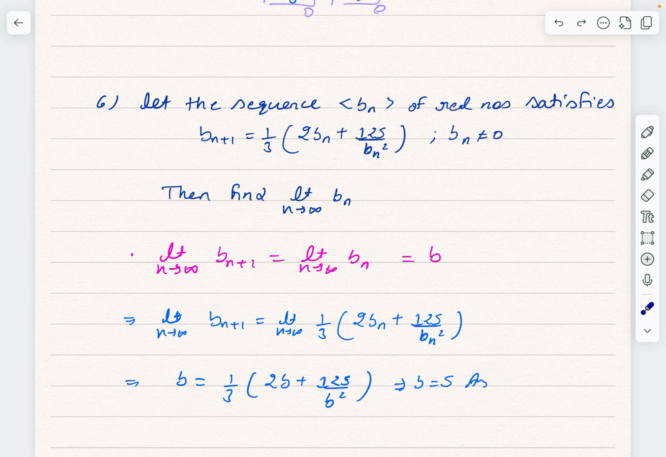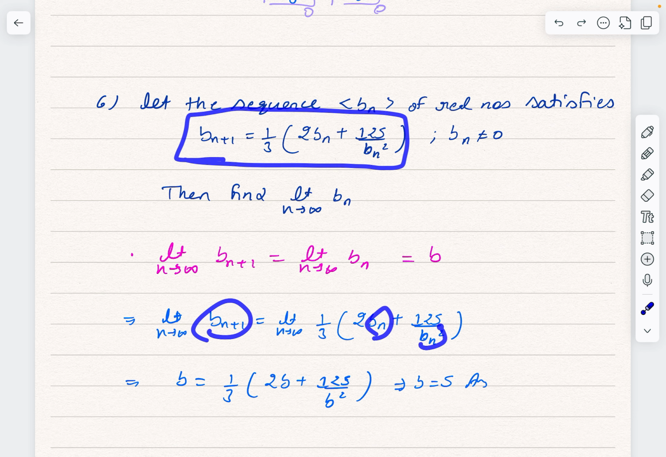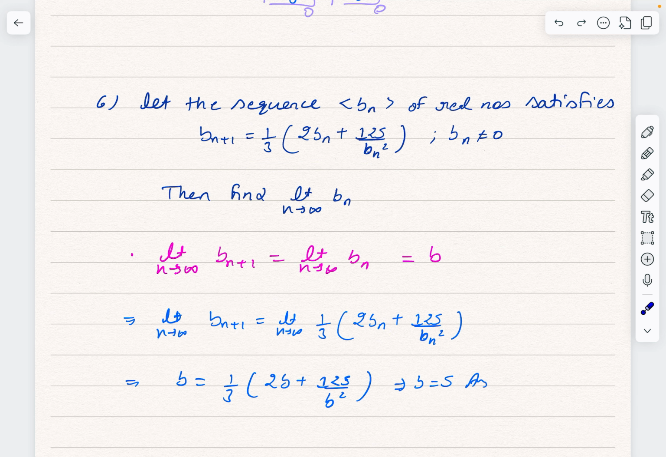What logic do we use in this kind of problem? We say when n tends to infinity, Bn plus 1 will be almost similar to Bn. So we refer to both of them as B only. When n tends to infinity, they are almost equal. So when you take limit n tends to infinity both sides, this all will become B only. So we get B equal to 1 by 3 times (2B plus 125 by B square). So B will just be equal to 5.